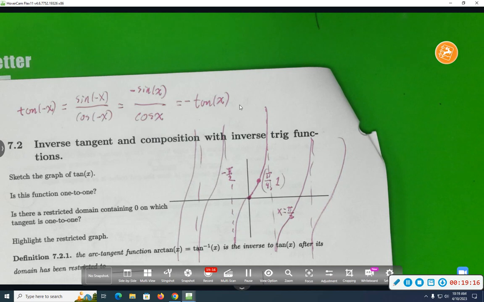And like any trig function, it's periodic. Nice. So there's the graph of tangent. Let's ask some questions about it. Is this function 1-to-1? Let's start with that. Is that function 1-to-1?